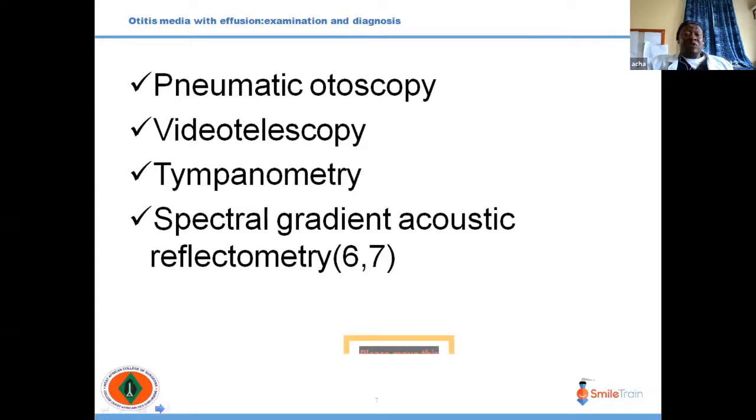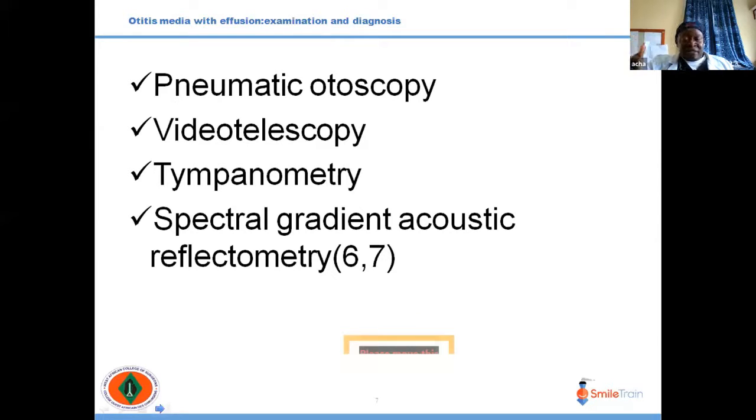You can also do a tympanometry. With tympanometry, you put a probe in the ear, it sends sound waves into the ear, and it measures the compliance. Most of the time, a type B tympanometry will be indicative of otitis media with effusion. And in a more advanced setting, you can do what we call spectral gradient acoustic reflectometry. You send waves to the ear, and the reflection from the tympanic membrane is measured by a machine. It is a 5 second procedure.